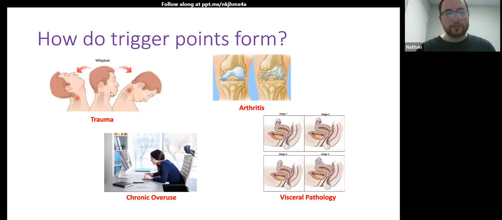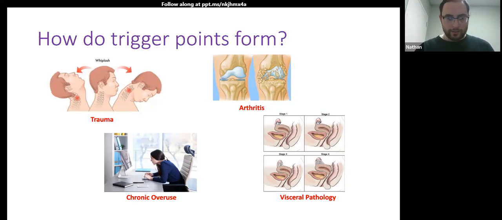The same thing comes with trauma. For example, whiplash. This is a picture of whiplash here on the left side. So there's a forward and a backwards motion very quickly. Muscles are called into play very quickly, and they're not really able to handle it, and they can really get aggravated. And that's another source of trigger points.